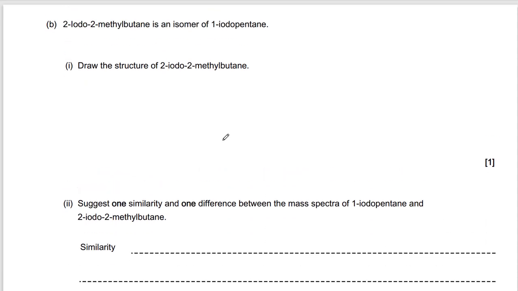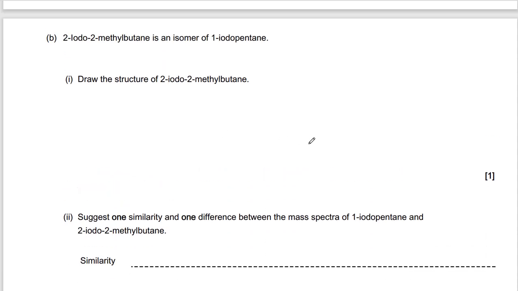So, last little question I'll do on this then. 2-iodo-2-methylbutane is an isomer, so draw the structure of that. This isn't too complicated. So methylbutane, so butane's along this chain, so 1, 2, 3, 4. 2-methyl means you've got a CH3 here. You'll also have iodine here, and then you'll have CH3, CH2, CH3. And then it asks you to predict one similarity and one difference between the mass spectra of the two.